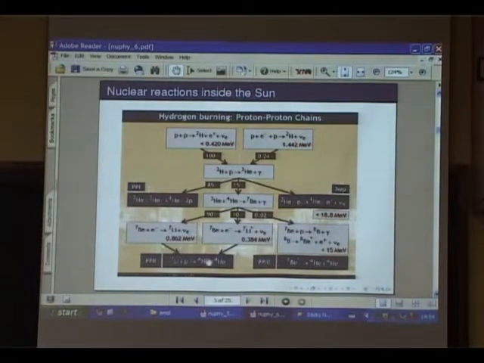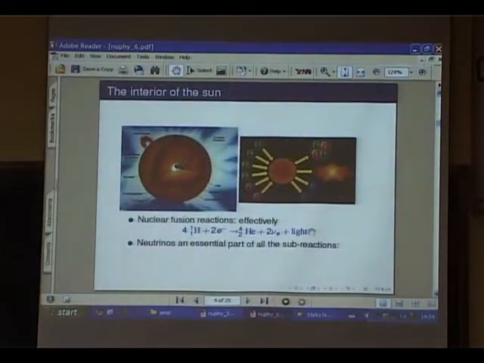And finally, every reaction stops at forming helium. So, if you go through any of these routes and you finally get your helium, you see that effectively the reaction looks like this, almost. But it can go through many things.